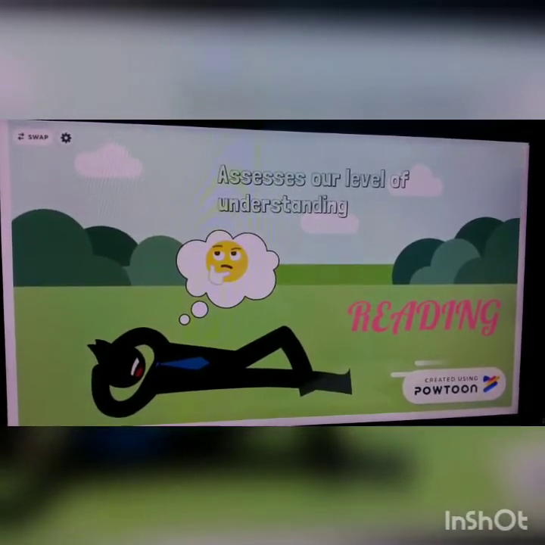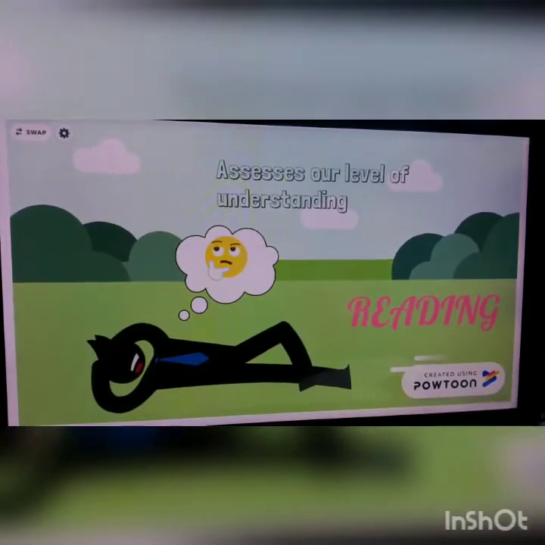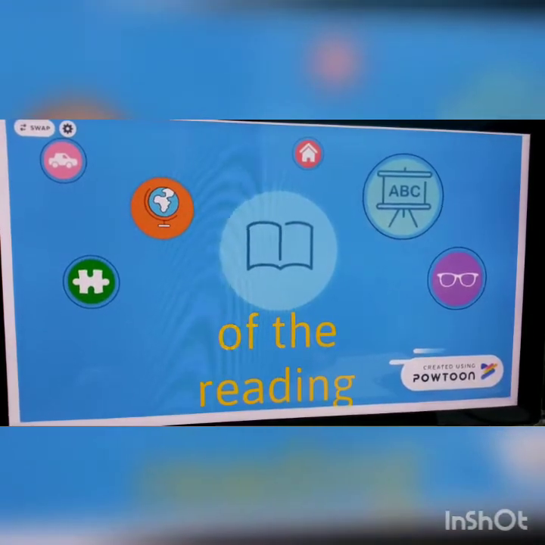Realistic fiction is a story about people and places today or about people and places in the past. Fantasy is a story about unreal worlds or about our world in the future.